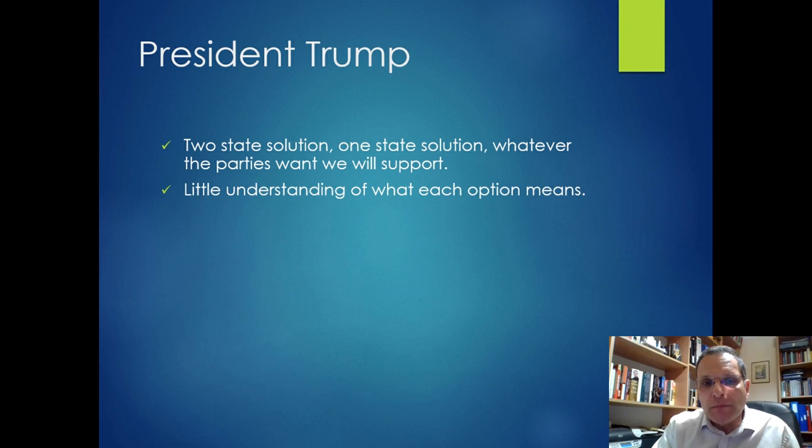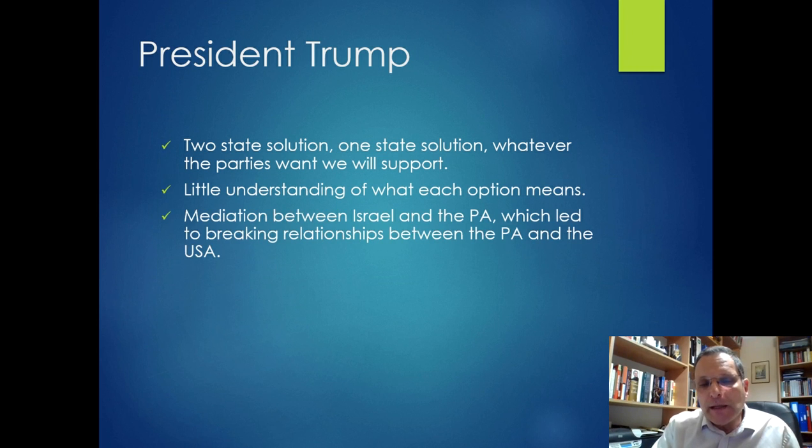He just wanted some sort of a solution, and he showed very little understanding of what each option actually means. He sent mediators to speak with the Palestinians. There was not much need for mediation with the Israelis because he and Benjamin Netanyahu, the Prime Minister of Israel, are constantly on the phone and on a very friendly relationship. So the mediation was trying to bring the Palestinians forward to negotiate peace with Israel on Israeli terms.